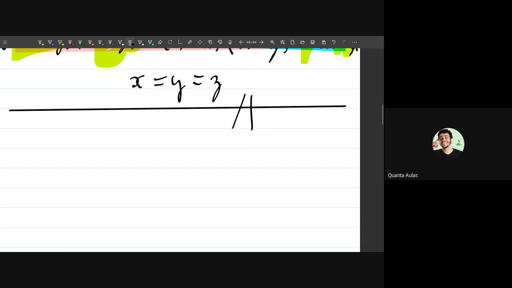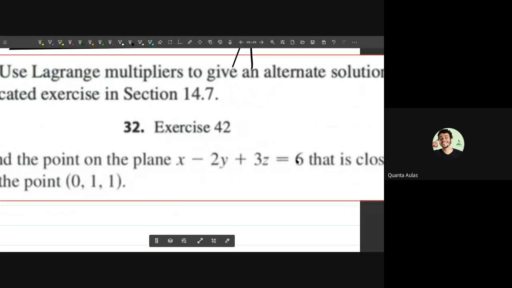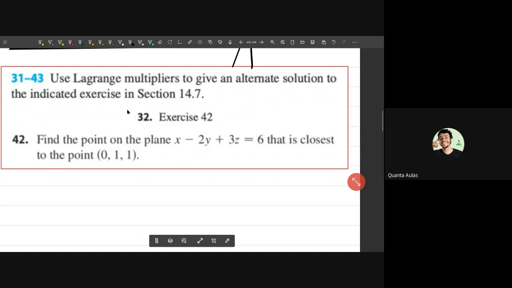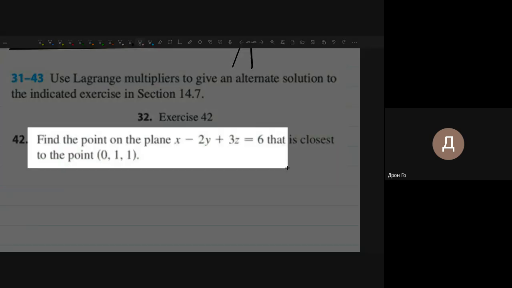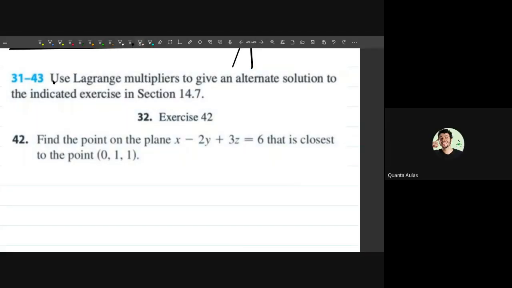Okay. Let me see. Use Lagrange multipliers to give an alternative solution, indicating the exercise in section 14.7. I don't know what exercise this is, but you can send me. I think it is this one, number 42. My teacher took these exercises into his file from different math books.